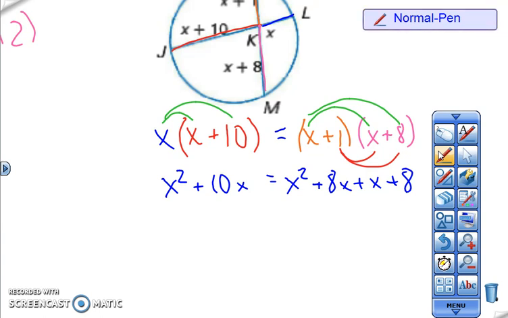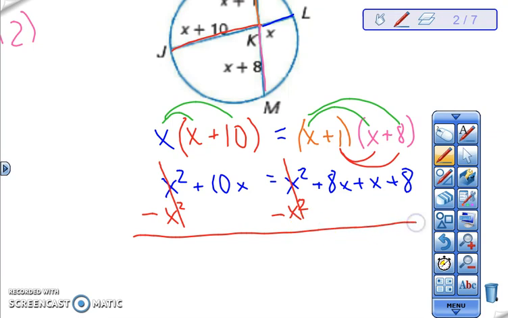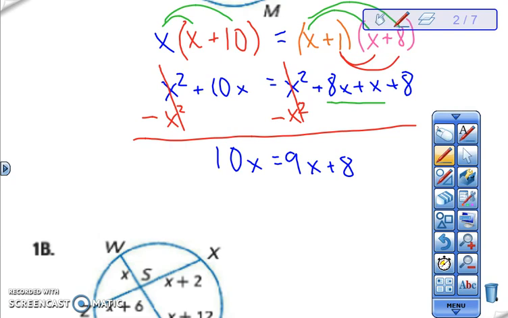So we notice that there's an x squared on both sides of the equation. So that means we can cancel it out. Simplify here. Which means that x must equal 8.